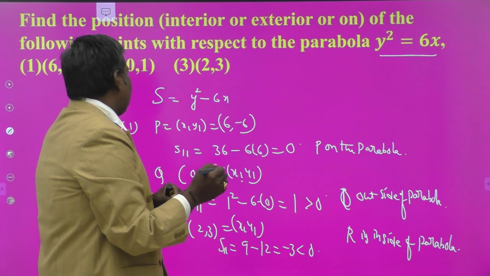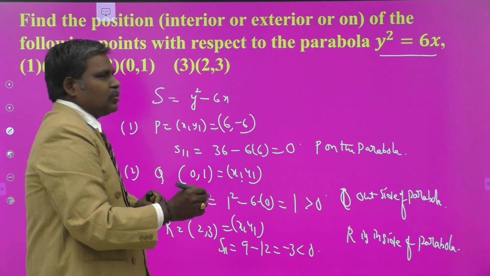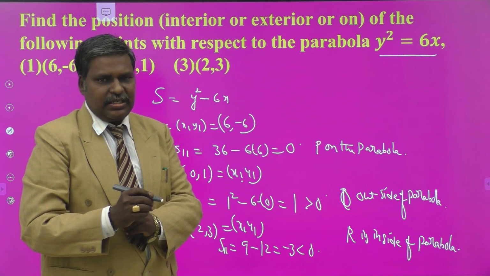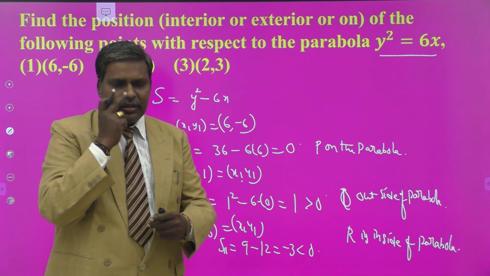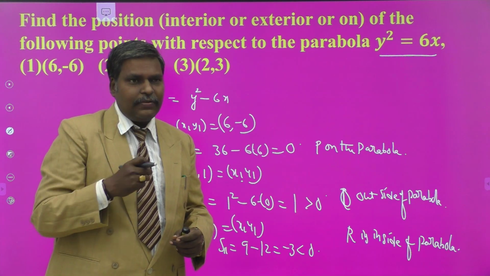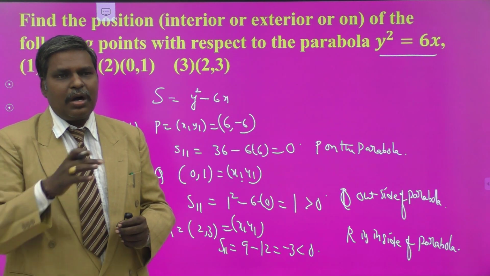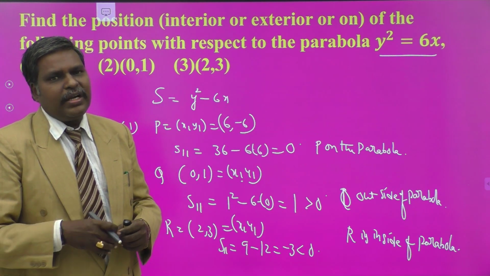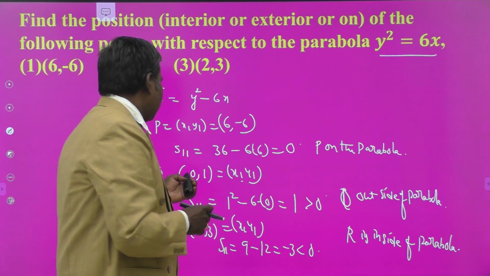So in this manner we can find the position of the point with respect to the parabola. So in this session we discussed the position of the point. Point P is outside for S11 greater than 0, on the parabola for S11 equal to 0, and for S11 less than 0 the point is inside of the parabola. Okay.